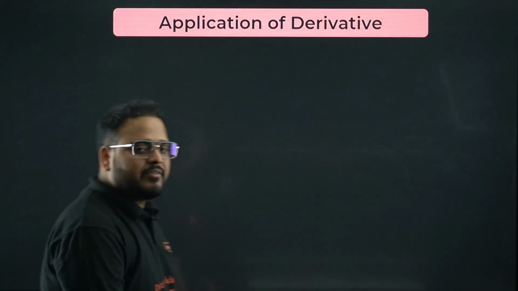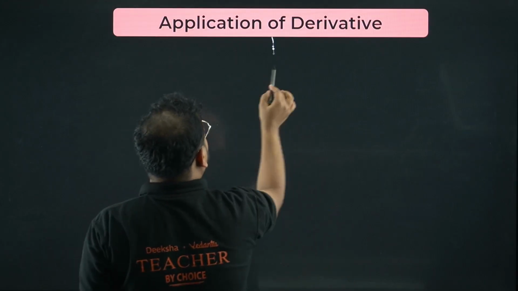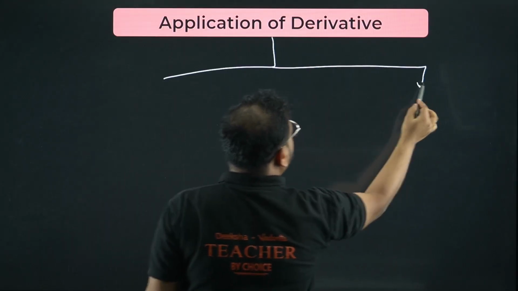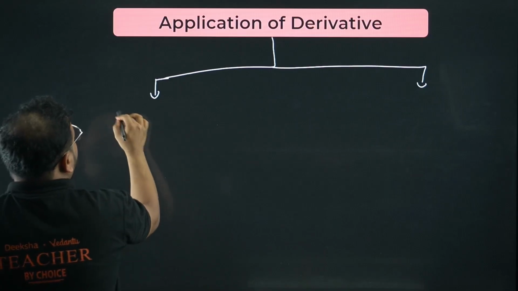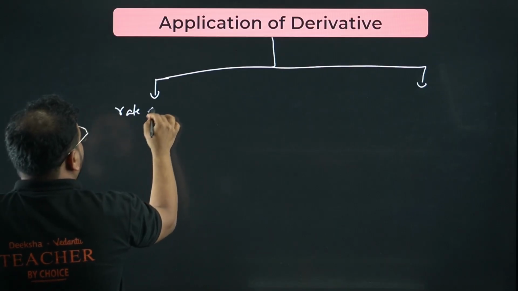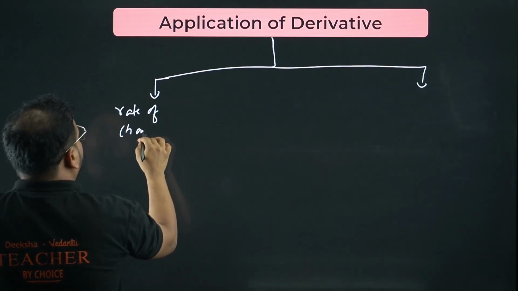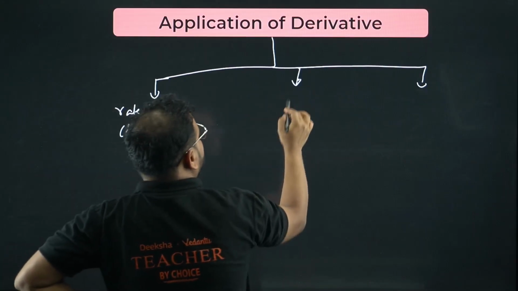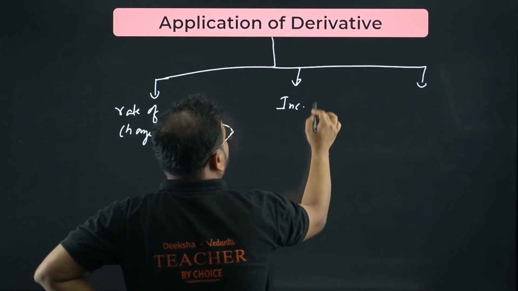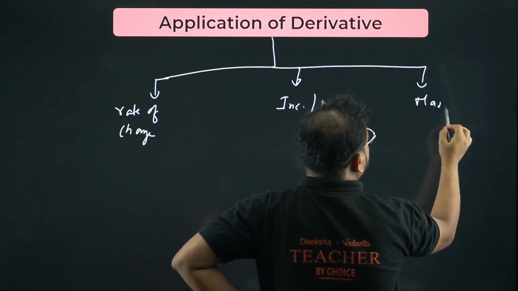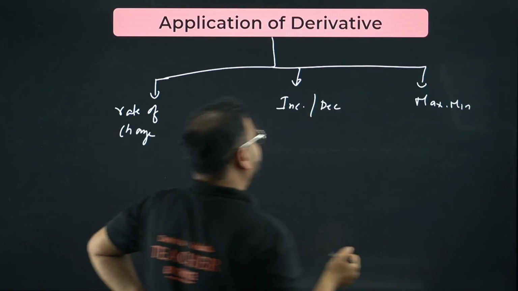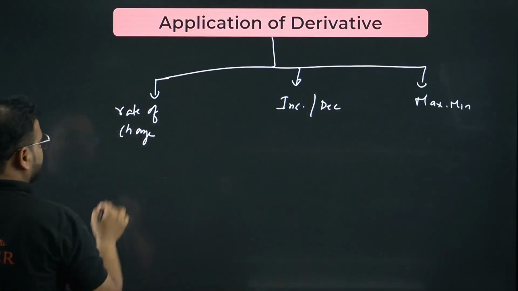AOD. Now in this chapter, we have three sections of application. One is the case of your rate of change, the other is the case of increasing and decreasing functions, and the last is maxima minima.